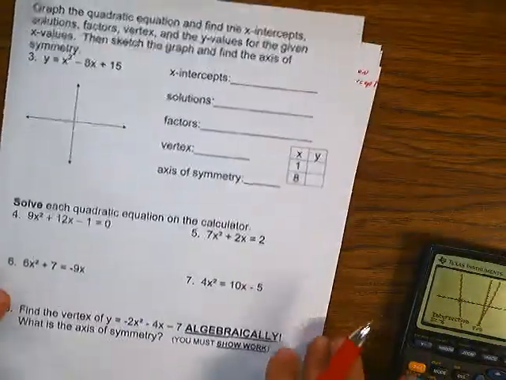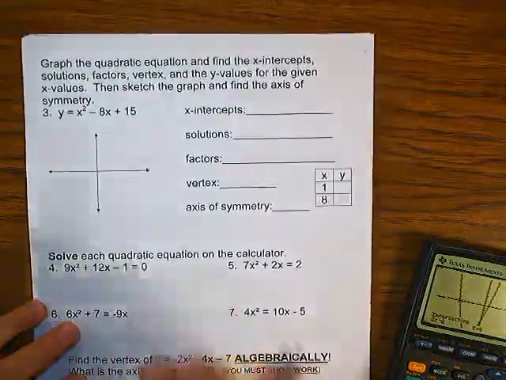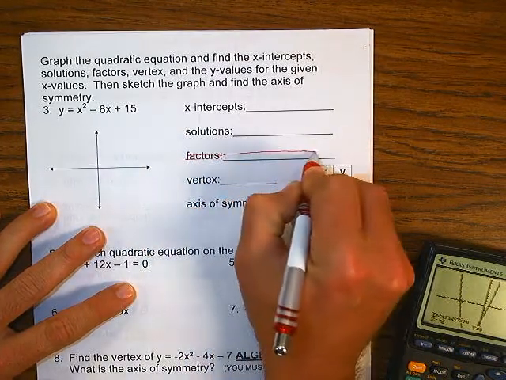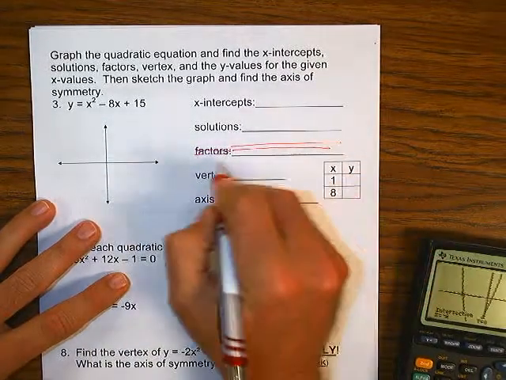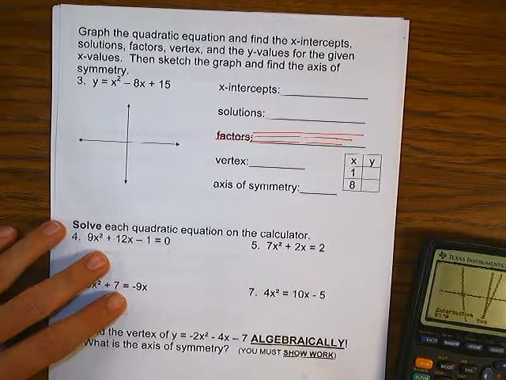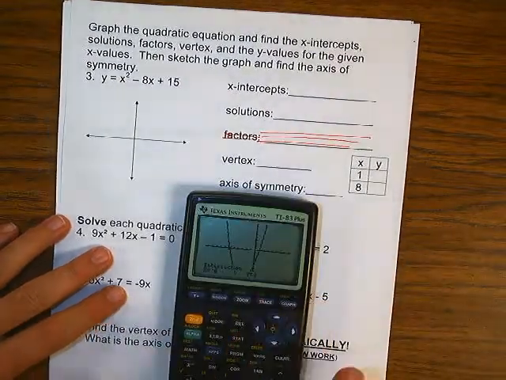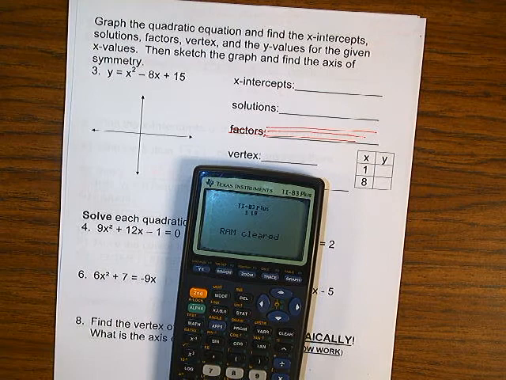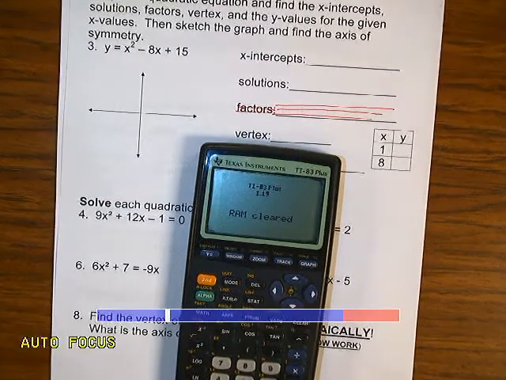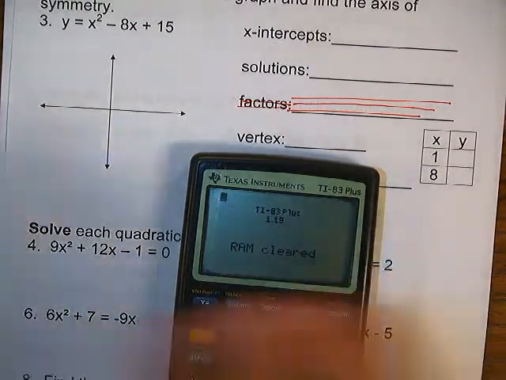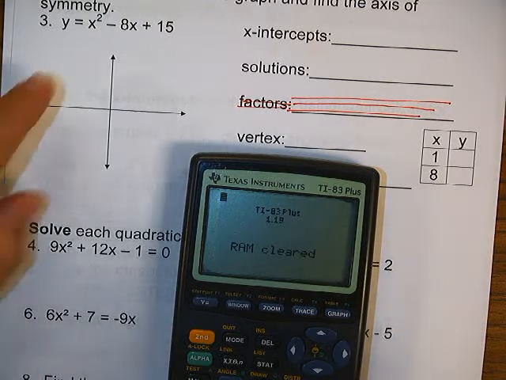This puts everything that we've done up to this point all into one. Now, as you start working on this, where it says factors, we are not going to deal with factors until the next unit, so you can just cross through everywhere it says factors. First thing, go ahead and clear your memory. Second plus 7 1 2. That way I don't have to go and delete stuff from the calculator.